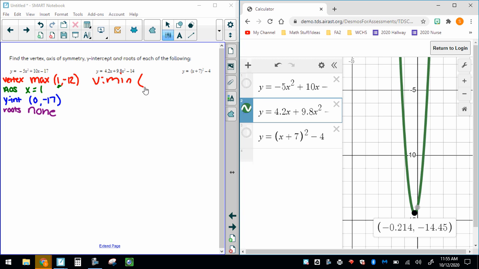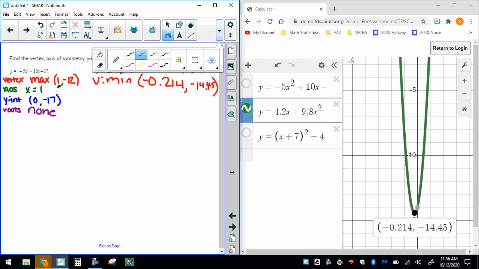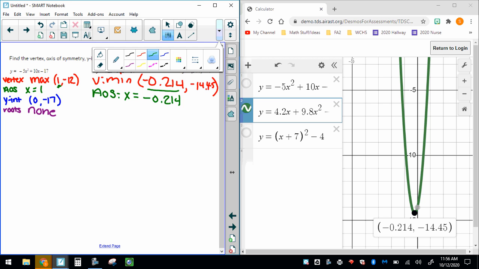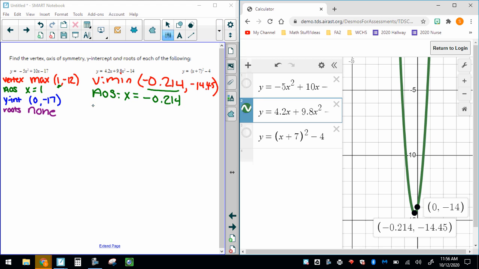And it's the very bottommost point. And this one is a decimal, and that's okay. All right, the axis of symmetry comes from the vertex. All right, it's always x equals, and then it's whatever the x value of the vertex is. So -2.14. The y-intercept is where it hits the y-axis, which is this guy.